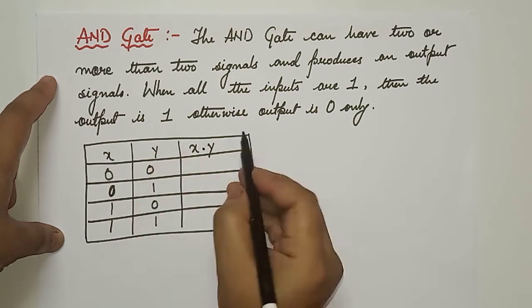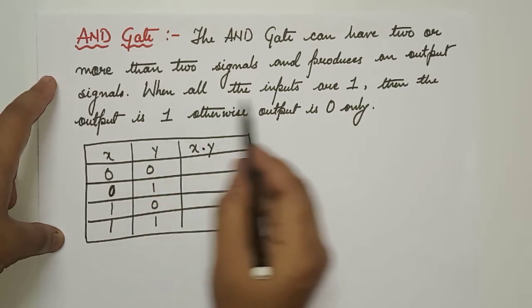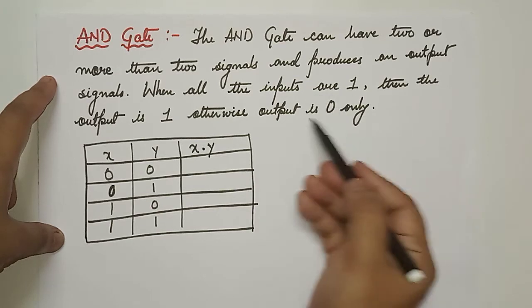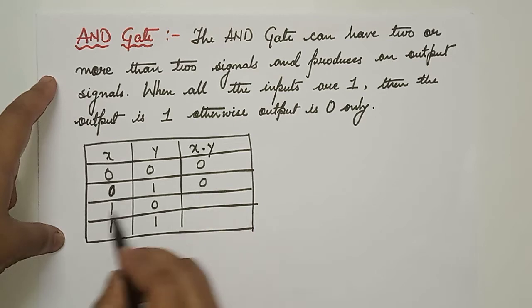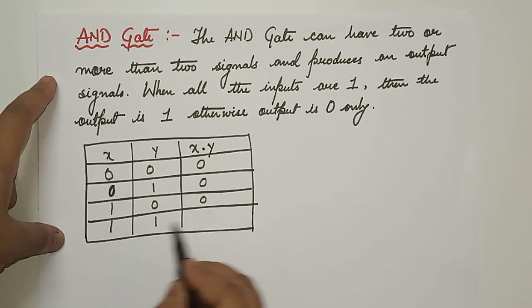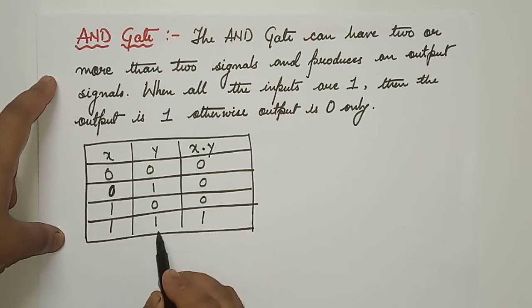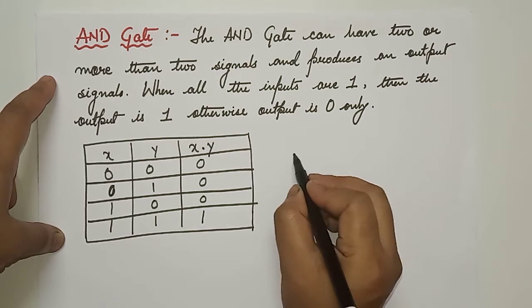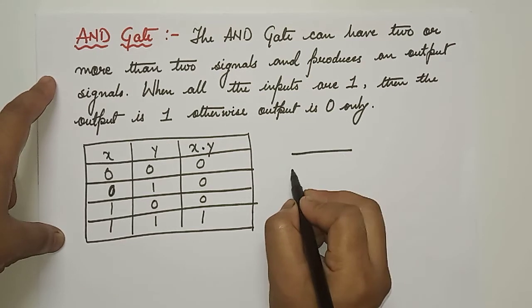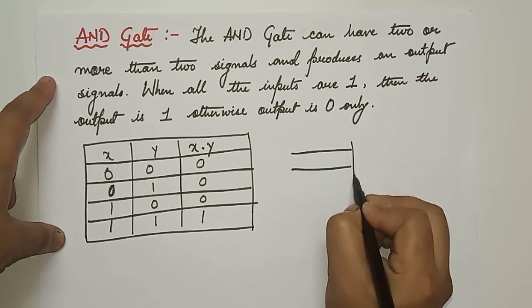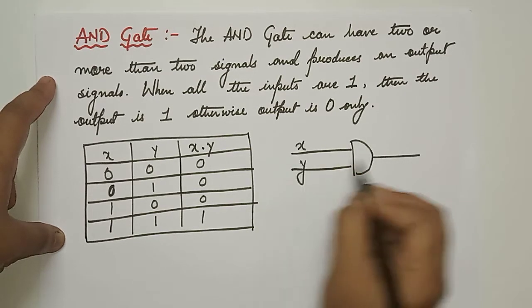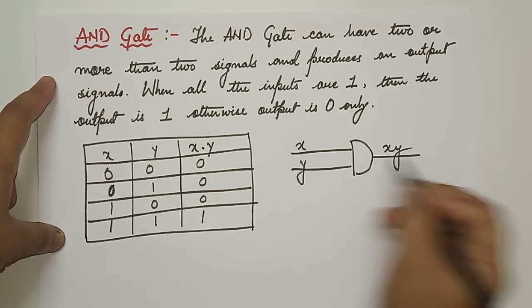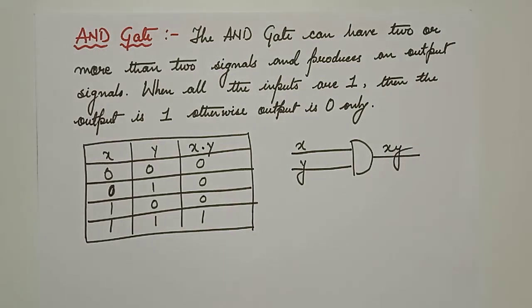We will get the result as 1 only when all inputs are 1, otherwise we'll get 0. So the results are 0, 0, 0, 1. Here all inputs are 1. The symbol of the AND gate is xy. So this is the symbol of the AND gate.